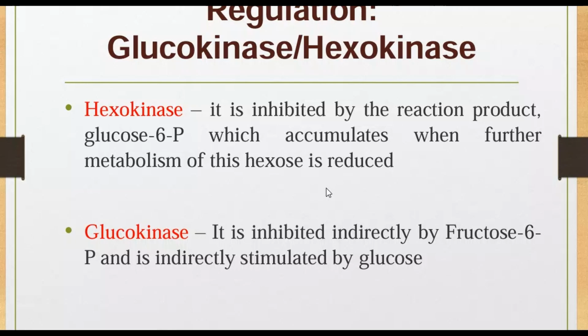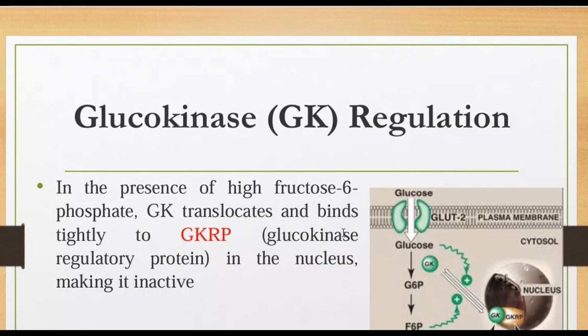Another enzyme is glucokinase. Both are the same type of enzyme, isoenzymes, but they have different functions. Actually, glucokinase and hexokinase have different affinities to the substrate, and the Km value is also different. Glucokinase is found in the liver only, whereas hexokinase is found in all tissues. And glucokinase is inhibited indirectly by fructose 6-phosphate and indirectly stimulated by glucose. How does it react? This glucokinase can translocate and bind tightly with a protein, the glucokinase receptor protein or regulatory protein. How does it happen?